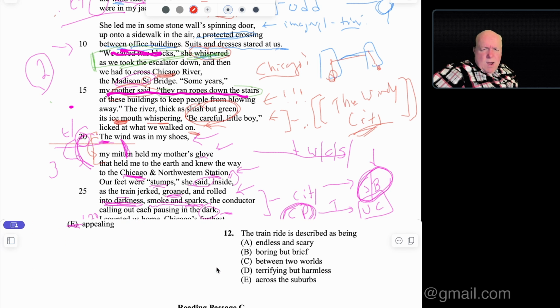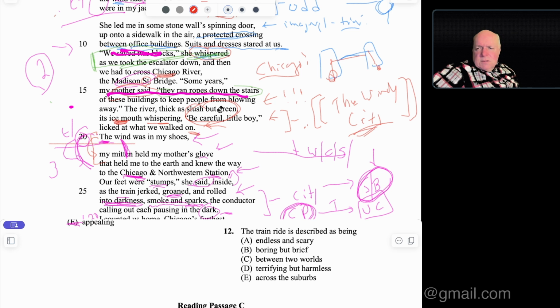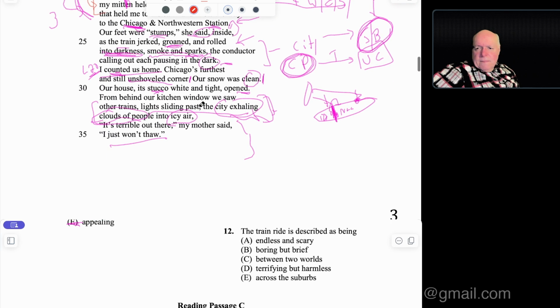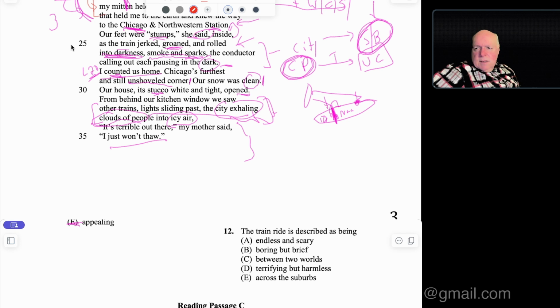Okay. And then there's one more question for this passage. The train ride. So if we scroll up to that. So the train, they get to the station, and then here, right, is the train ride. It's not a lot of words. I'll put TR there. It's not a lot of words happening. Let me just make sure this is going to come across on your screens right. Yeah, it will. Okay.